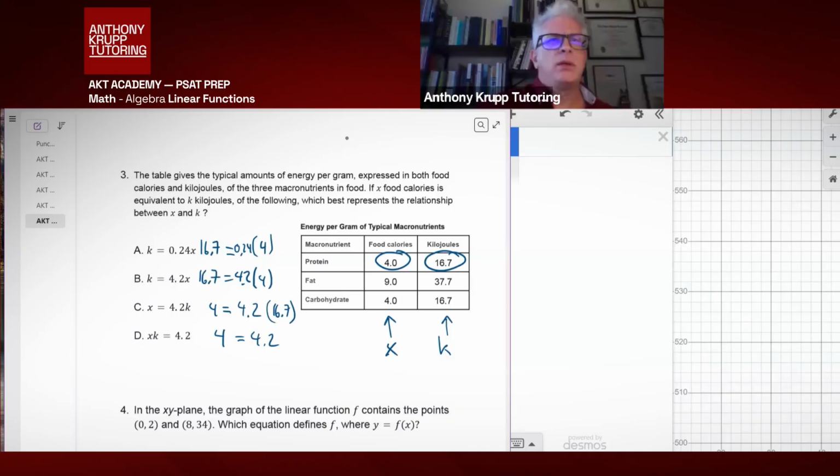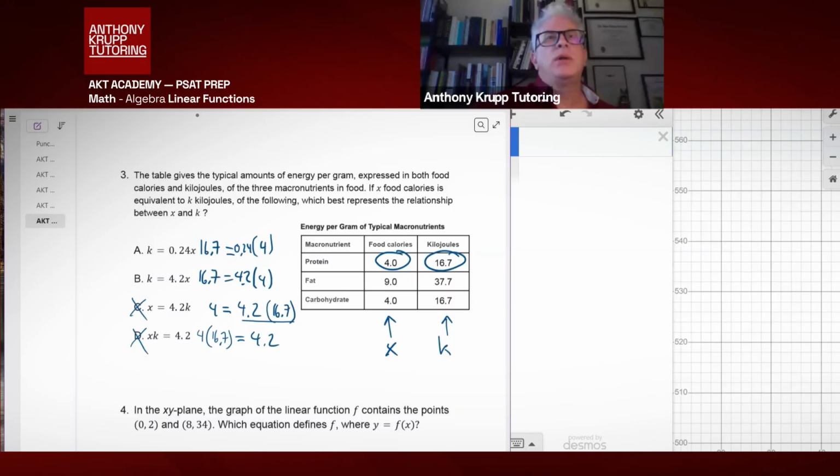So wherever there's an X, we're going to put a 4. Wherever there's a K, we're going to put a 16.7. Just looking at that last one, do you all agree that 4 times 16 is a big number, and that's not going to be 4.2? And same with C, 16.7 times 4.2 over here is not going to be 4. That's just not the case.